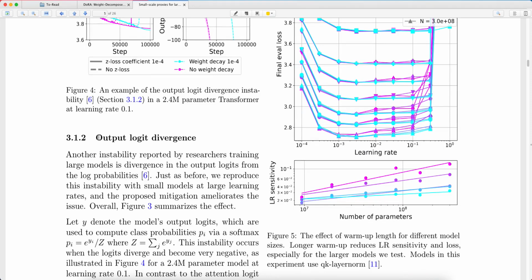All right, here we go. Output logit divergence. Another instability reported by researchers is the divergence in the output logits from the log probabilities. Just as before, we reproduce this instability with small models at large learning rates.